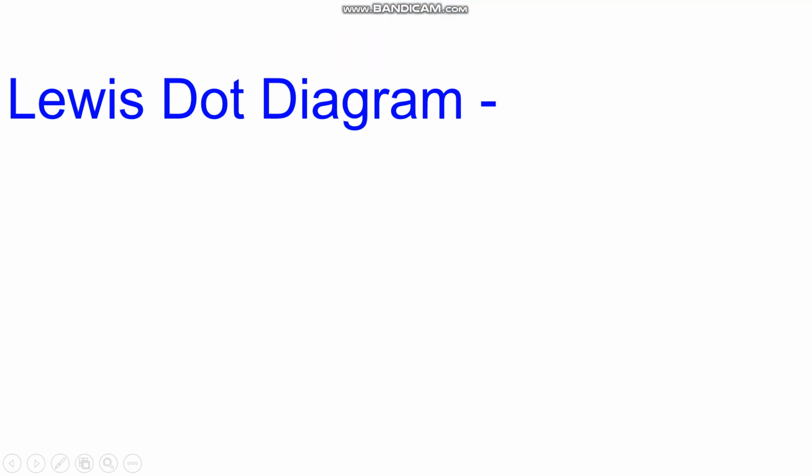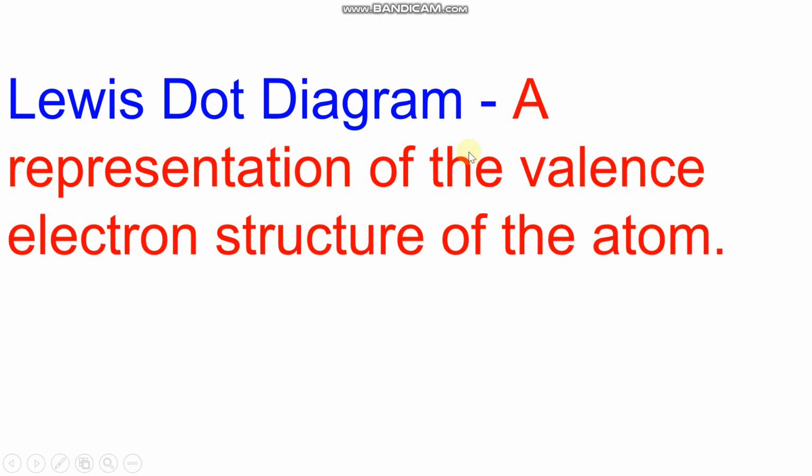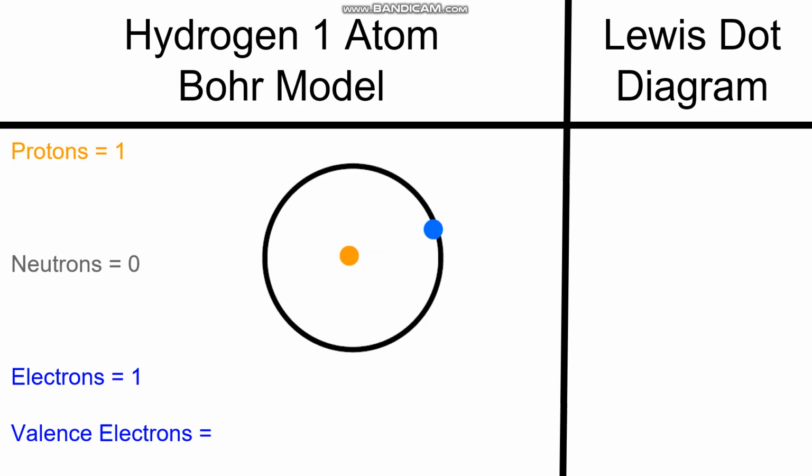Okay, folks, for today's lesson, we're going to be learning about Lewis dot diagrams. A Lewis dot diagram is just a representation of the valence electron structure of the atom. So, we're going to be dealing with electron structure again. Today, though, we're only going to be caring about the valence electrons, and I'll show you more about what I mean by that. So, let's just jump in and do an example.